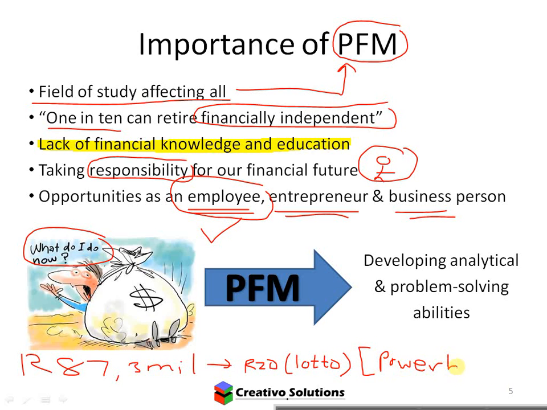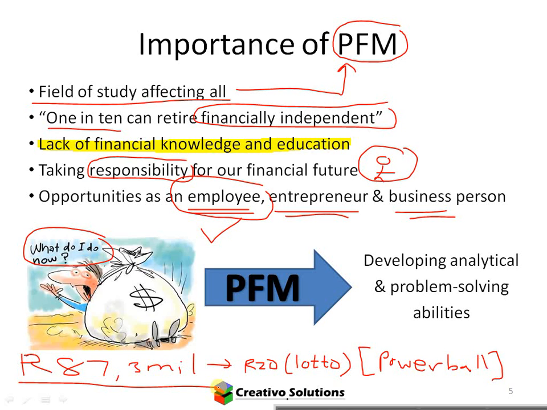The chances of winning the lotto are so slim, but recently someone actually won this massive jackpot. They were talking about it on the radio yesterday, and they've identified the individual now. I think it was a guy from Limpopo who bought his ticket at a petrol station, and now they have 87.3 million rand. So what do you do when such a lot of money appears from nowhere? Most people don't know what to do.